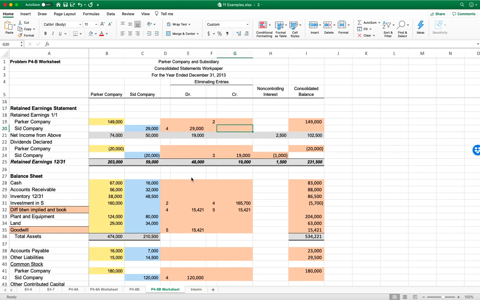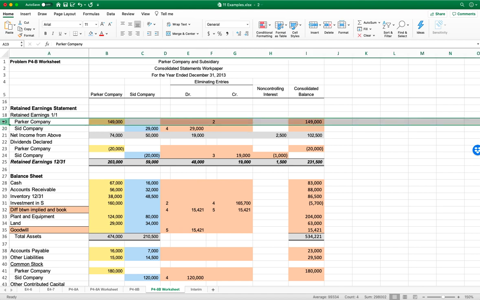So on our retained earnings statement, nothing really looks all that out of the ordinary, except for the fact that we don't have any beginning income from our subsidiary. It's just our retained earnings, so the parent's retained earnings is the consolidated retained earnings, which is kind of a red flag, but it wouldn't necessarily jump right out at you.